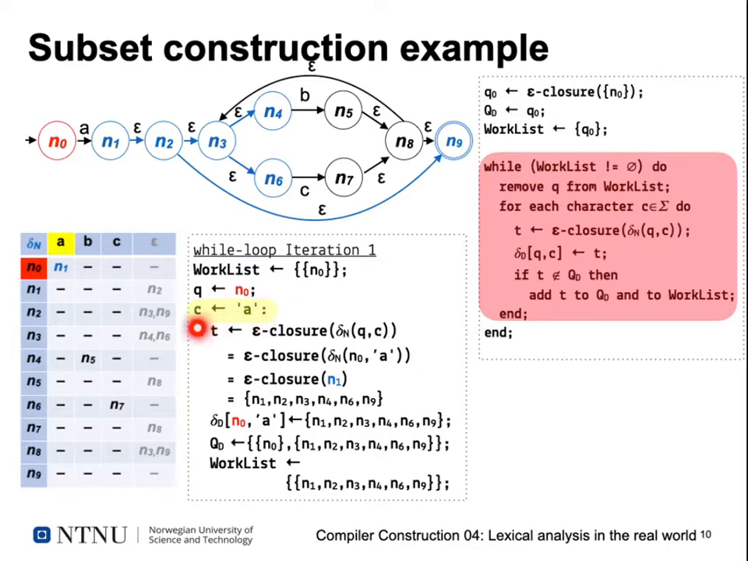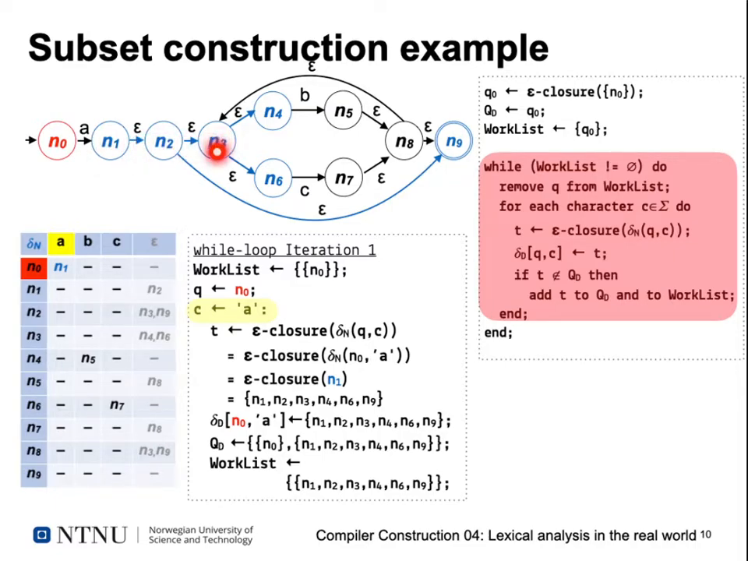So we start with the first character, which is an A. And what we do now is we take a look at the epsilon closure of our state Q, so N0, reading the character C. So we're in N0, and now we look at the transition here. So we go to N1, and then we take the epsilon closure of the state we arrived at the end of our delta transition. So we take a look, are there any states that are reachable from N1 using epsilon transitions?